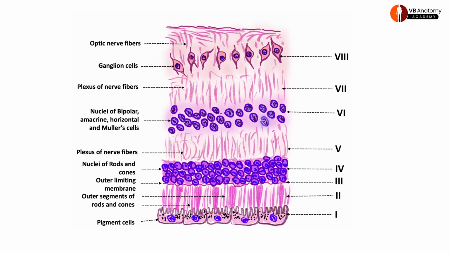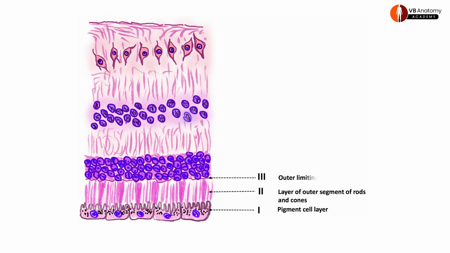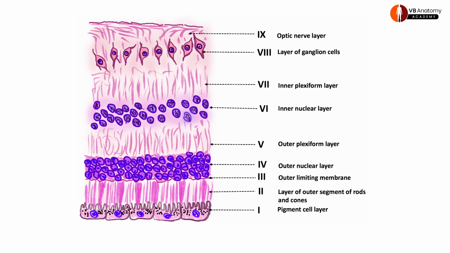These are the optic nerve fibers, forming the ninth layer. And this is the inner limiting membrane, forming the 10th layer. These are the 10 layers of retina. The innermost layer separating the retina from the vitreous body. So the 10 layers, one last time, let's revise. Pigment cell layer, layer of outer segments of rods and cones, outer limiting membrane, outer nuclear layer, outer plexiform layer, inner nuclear layer, inner plexiform layer, layer of ganglion cells, optic nerve layer, and inner limiting membrane.